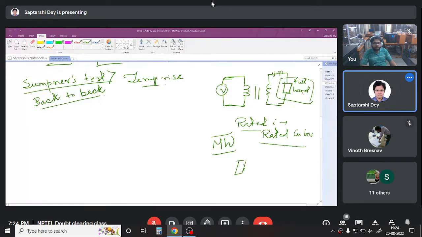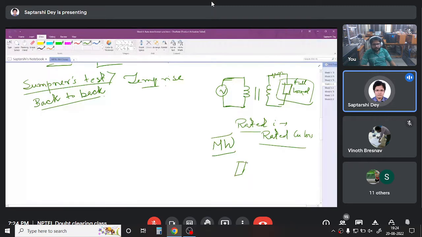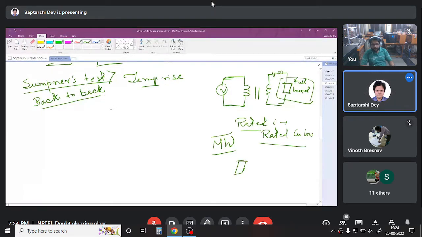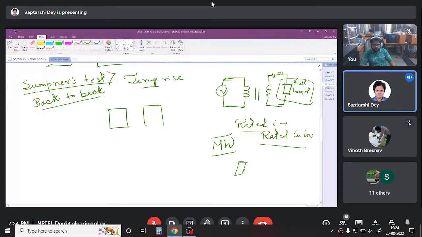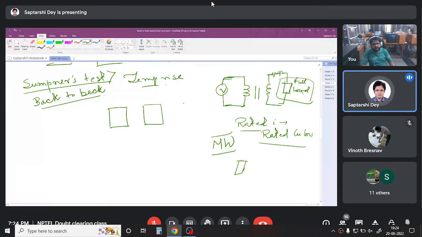That is why the Sumpner test is required. So what does Sumpner's test do? Basically, it is nothing but two identical transformers.